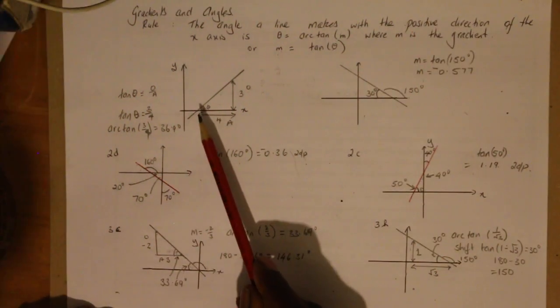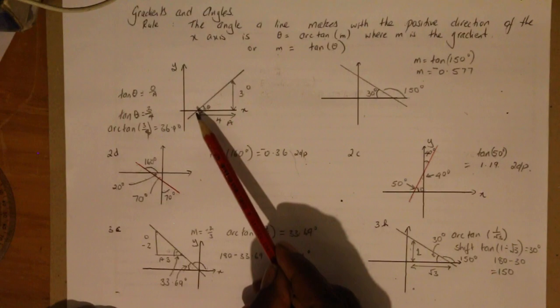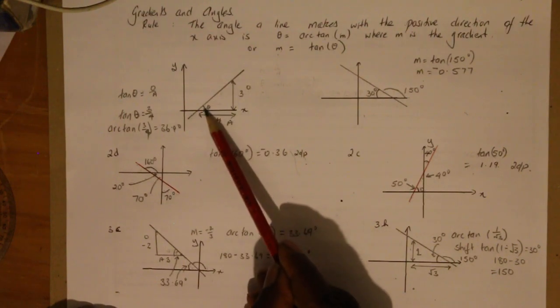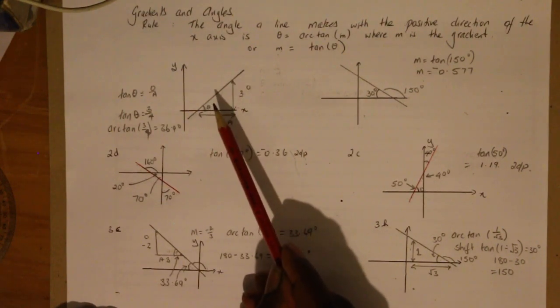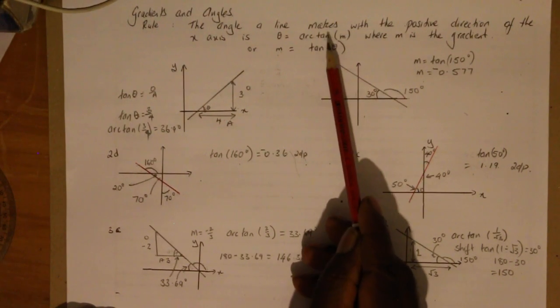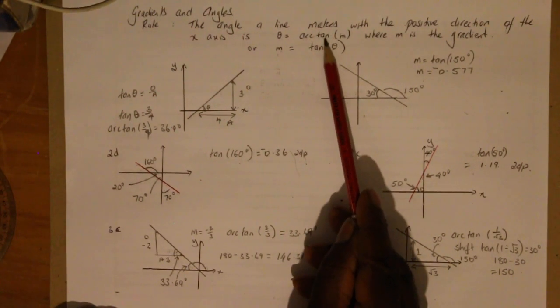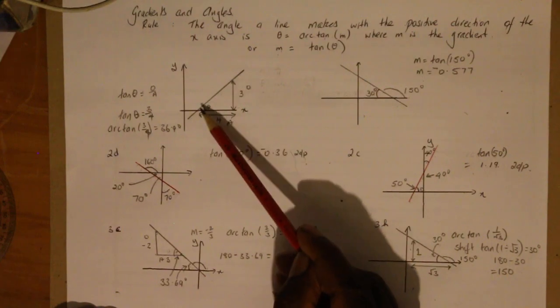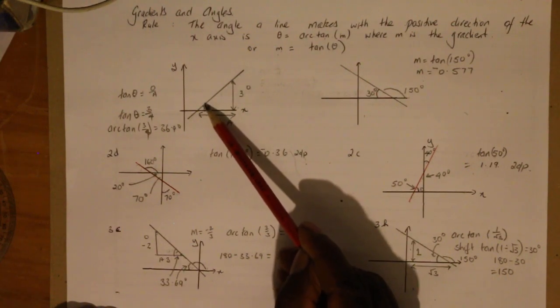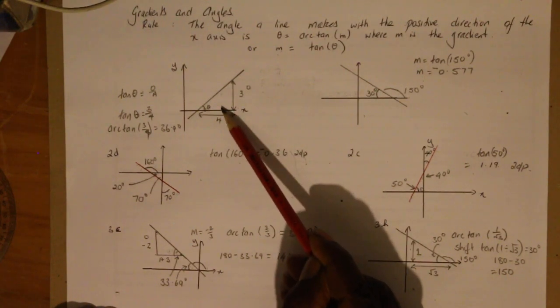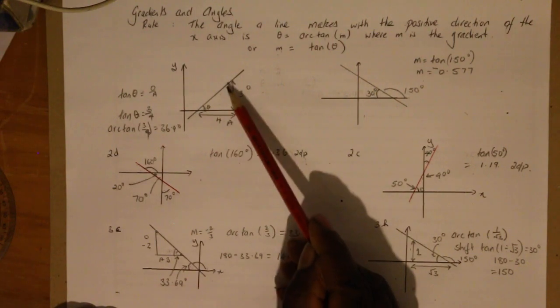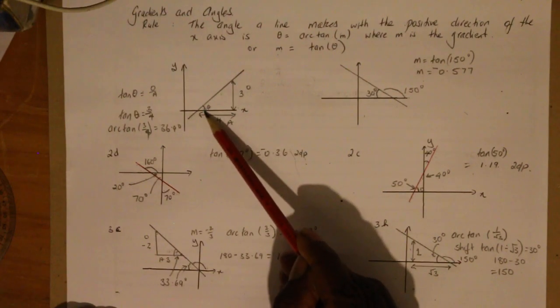Angles and gradients, they're related because the angle between a line and the x-axis is given by the inverse of the tan of the gradient. And we mean the angle that's to the right of the line, or in other words, the angle between the line and the positive x direction.